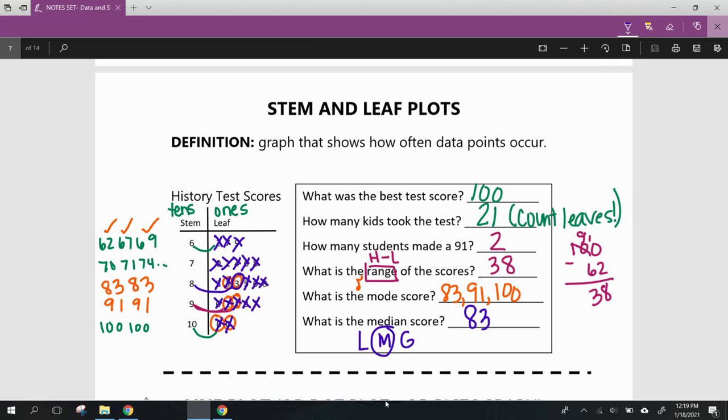So our stem and leaf plot, we have our tens digits and then our ones digit to create a whole number. It's already organized from least to greatest. Our leaves represent people or actual data points. And so whenever we want to calculate anything, we have to make sure we're using our leaves to mark things off or to count.